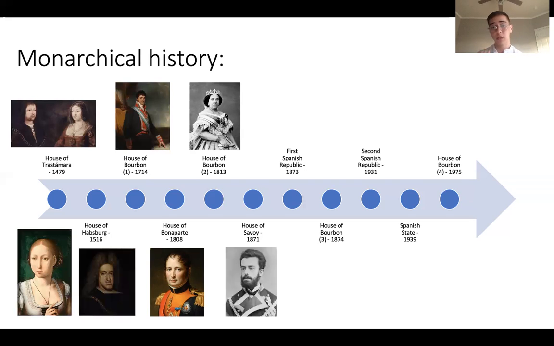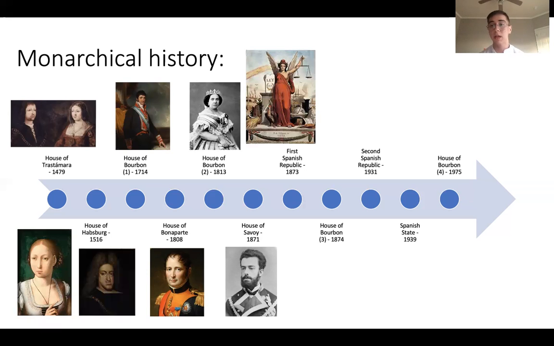Now, this character, he's Amadeo I, and he belonged to the House of Savoy. He was elected by Congress after those 2 years, which is something very interesting, but he then resigned after a very short time, stating that Spain was impossible to govern. This led to the First Spanish Republic, which only lasted 1 year. The government eventually collapsed, and a parliamentary monarchy was again established.